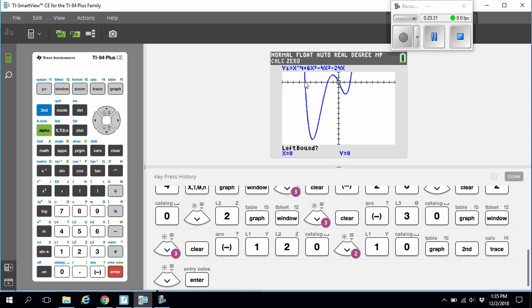Now I'm going to go from left to right, so I'm going to find this most left x-intercept. Remember, just like with the local max and mins, it's going to ask you for a left and right bound. What we want to do is be on either the left-hand side or the right-hand side of our x-intercept. Now remember, I can only use the left and right arrows. So I'm going to move my cursor all the way over.